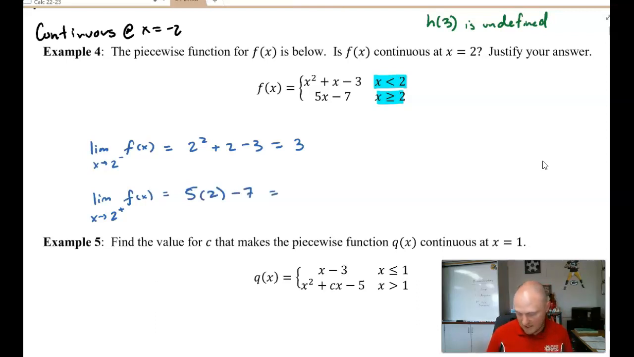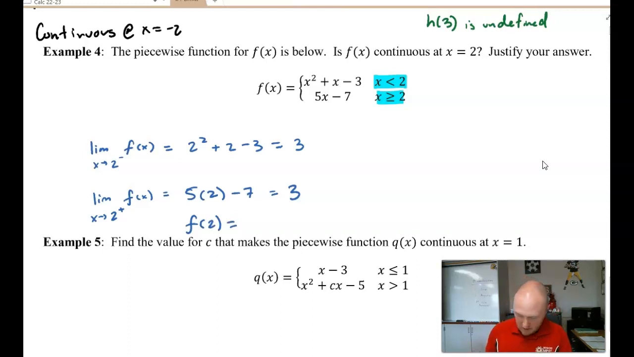That gives us 10, take away 7, that's 3. Okay, the limit from the left is equal to the limit from the right. So we know we don't have any jumps, okay? Now, what is f of 2? I want to make sure I don't have any holes right there where they touch. Make sure that value is there.